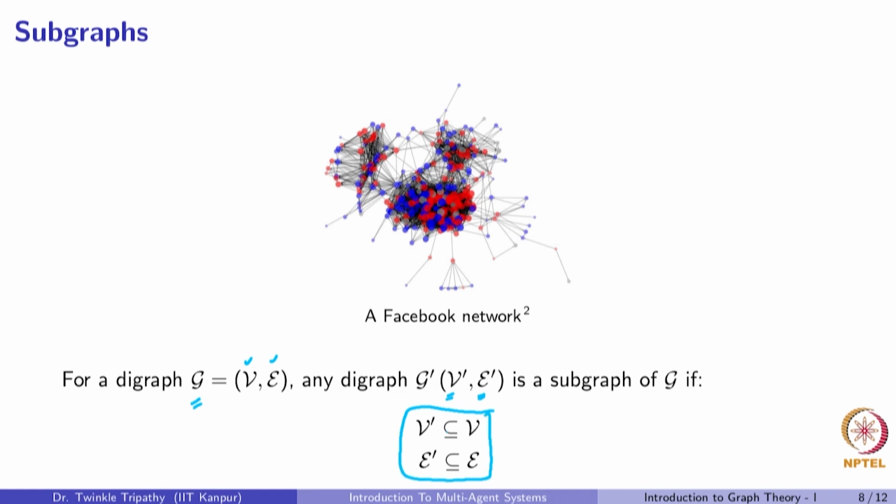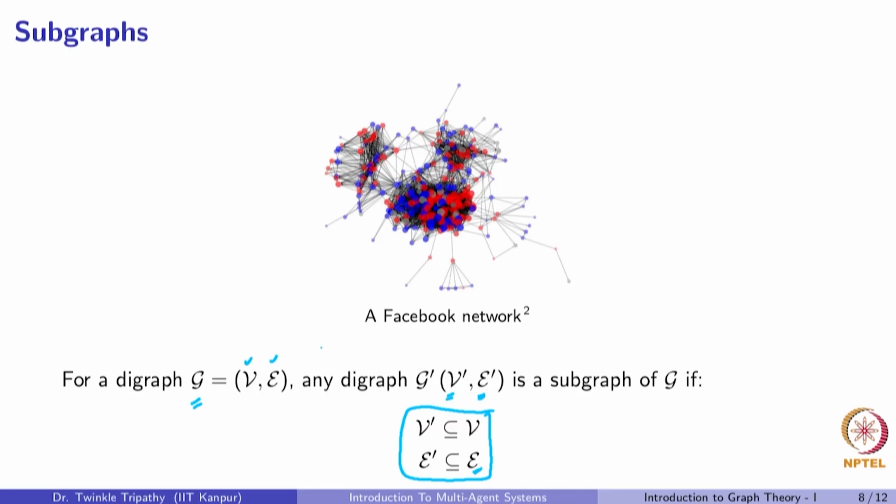What does this say? That the set of vertices that G prime has should be a subset of the vertices of the larger graph, V. Similarly, the set of edges E prime must be a subset of the edges of the larger graph G. That's it. The definition is as simple as that.